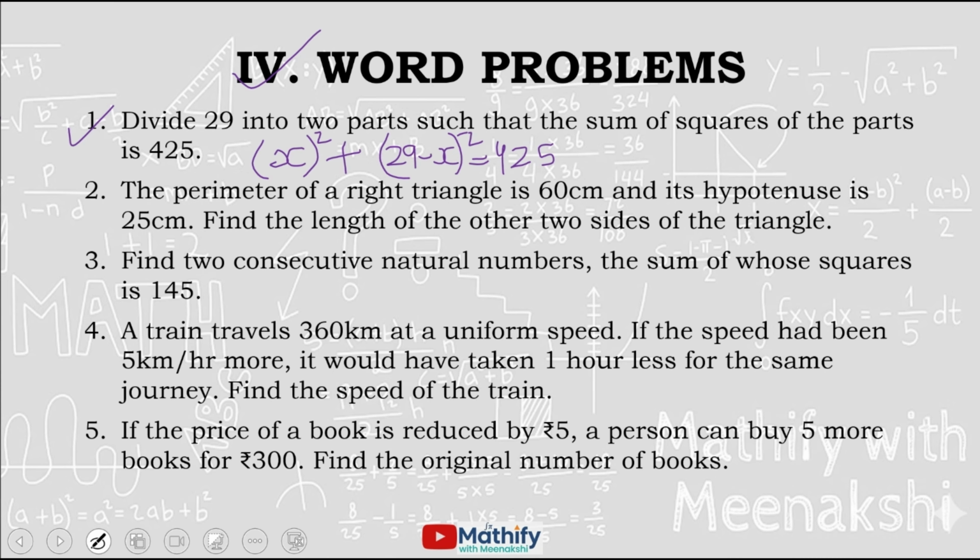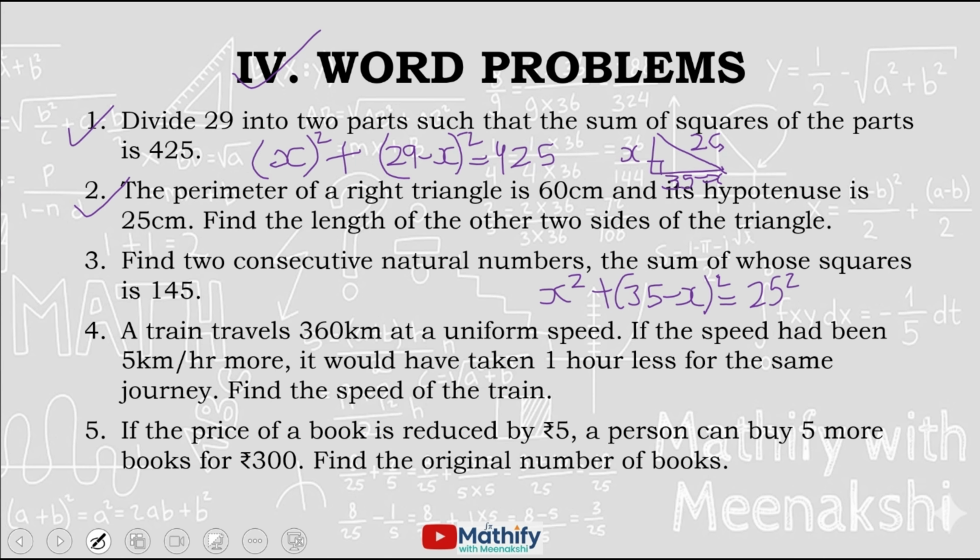It's very easy. Second, the perimeter of a right triangle. Just draw the right triangle. It's given that your hypotenuse is 25 and the sum of three sides, that means perimeter, is 60, so the sum of other two sides is 60 minus 25, that is 35. So one side you can take x and second you can take 35 minus x. Now just use Pythagoras theorem here, that is x square plus (35 minus x) square is equal to 25 square, and then you can solve normally.